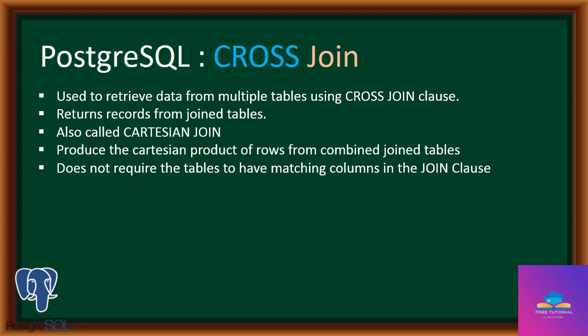Let's take a look at a simple syntax of a cross or Cartesian join. So basically, this is what the syntax looks like. Fairly basic. You select, for example, all the columns from table 1 and you cross join it to all the columns in table 2. That's basically it. So let's see how this works.